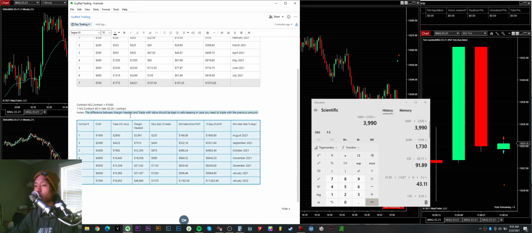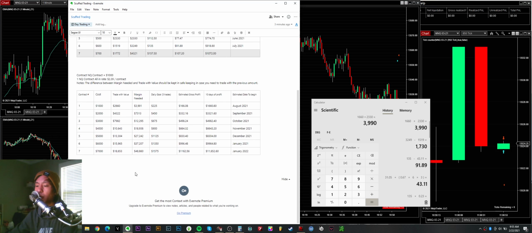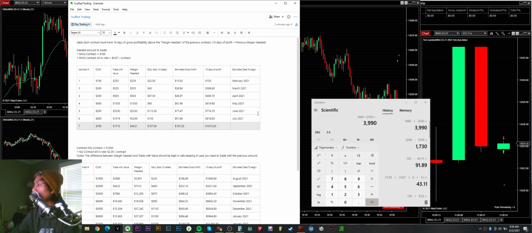And the difference between margin needed and trade with value, so the difference between this and this, should be kept in safekeeping in case you need to trade with the previous amount. Like 18,000 and 48,000 is a big difference. Let's say we were trading 7 contracts, it'll be a big loss if our internet disconnected and we lost 48,000 compared to 18,000, or if the market just decided to drop, you know.